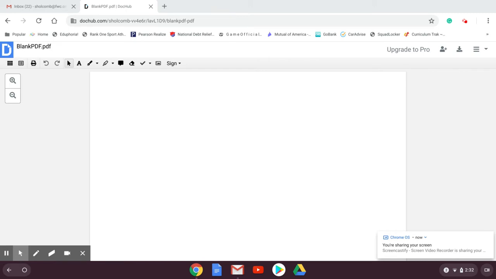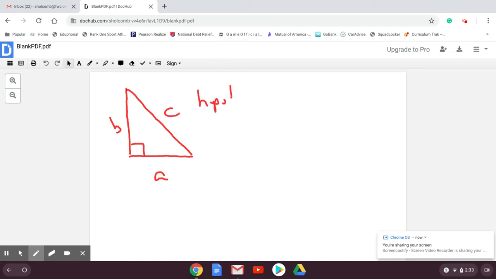But we're going to look at a right triangle first and designate the parts. So I'm going to draw a right triangle here. There's our right triangle. And usually the legs, which are A and B there, it doesn't really matter which one's A and which one's B, but C will always be the hypotenuse, which is opposite the right angle. So this is the hypotenuse.